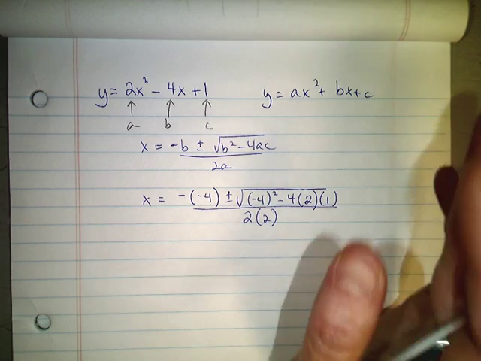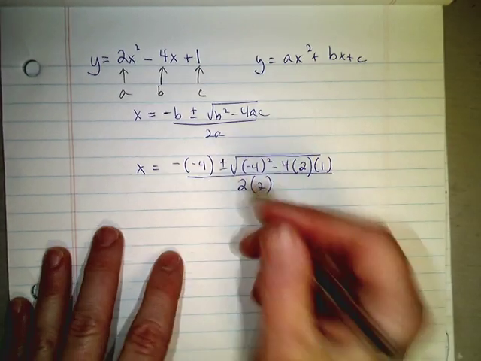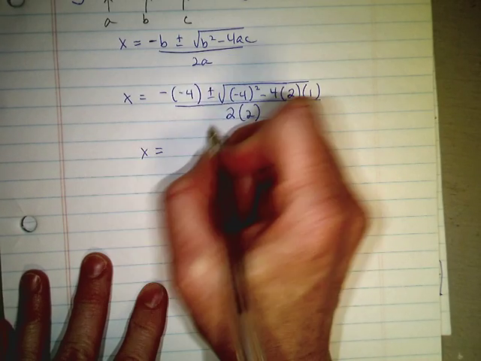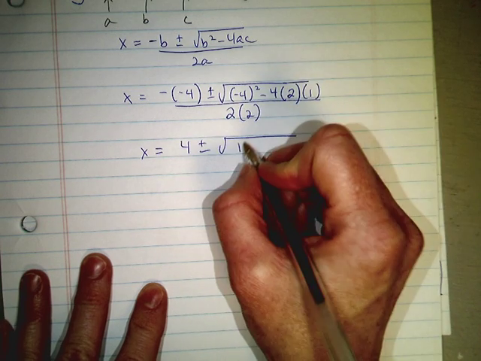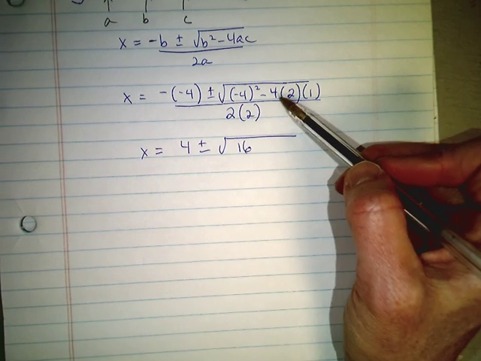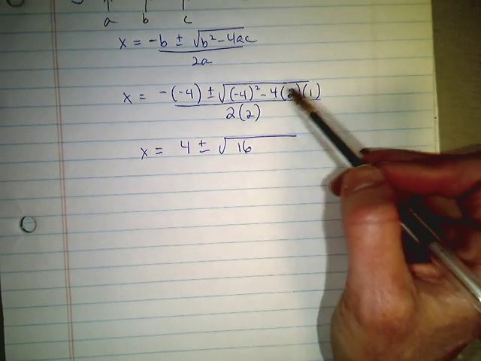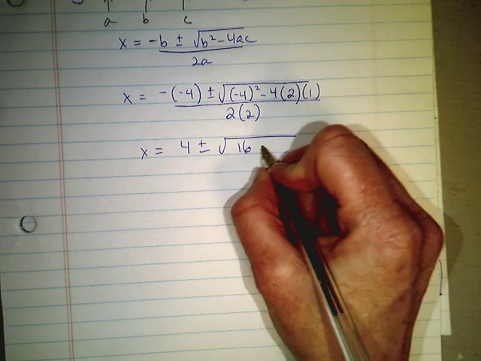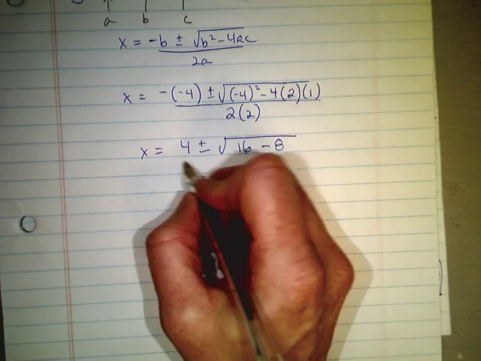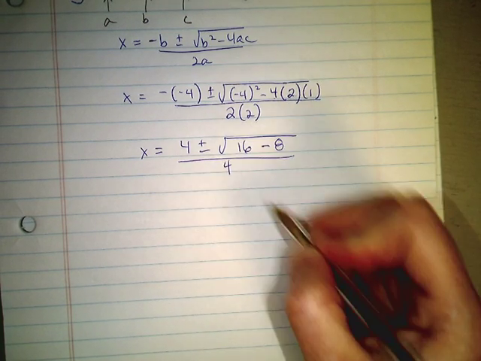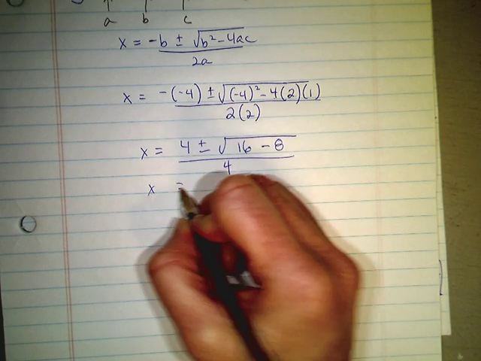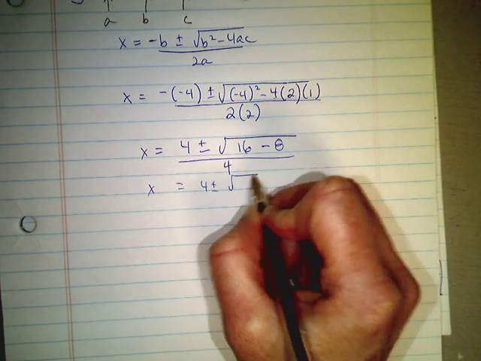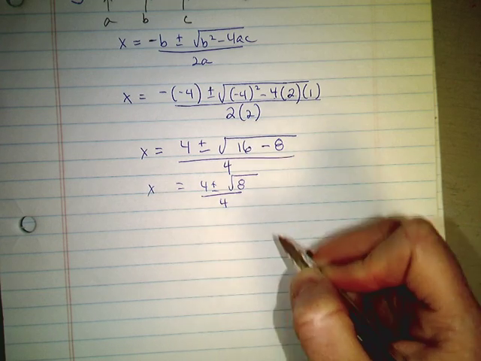no graphing, nothing else. Okay, so x is equal to here 4 plus or minus the square root of -4 squared is 16. Be really careful of this minus 4ac. This is where a lot of people tend to make mistakes with their negatives, so just watch that. All over 2 times 2 is 4. So this means that we have x is equal to 4 plus or minus root 8 all over 4.